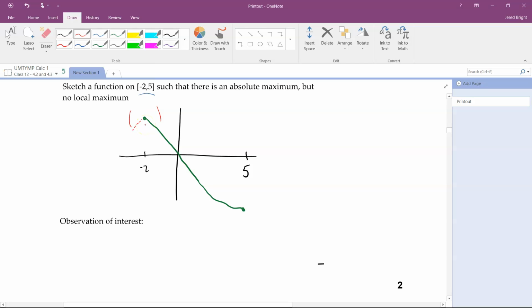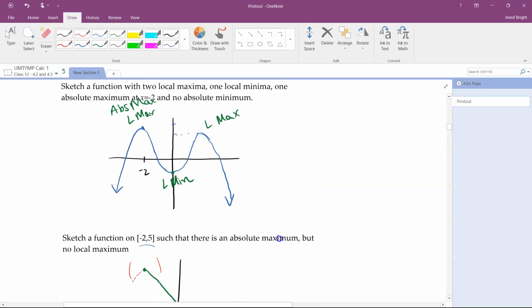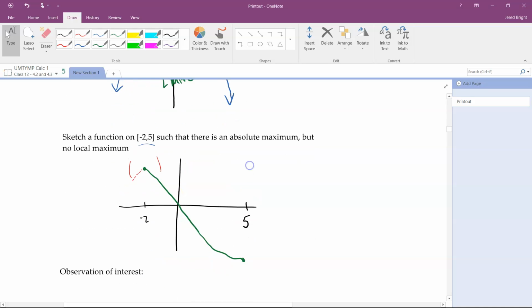The observation of interest is meant for you to recap that you can have absolute extreme values without locals, and actually vice versa too. For example, we saw here that we had a local min, but we had no absolute min. Just because you have one doesn't necessarily mean you have the other.